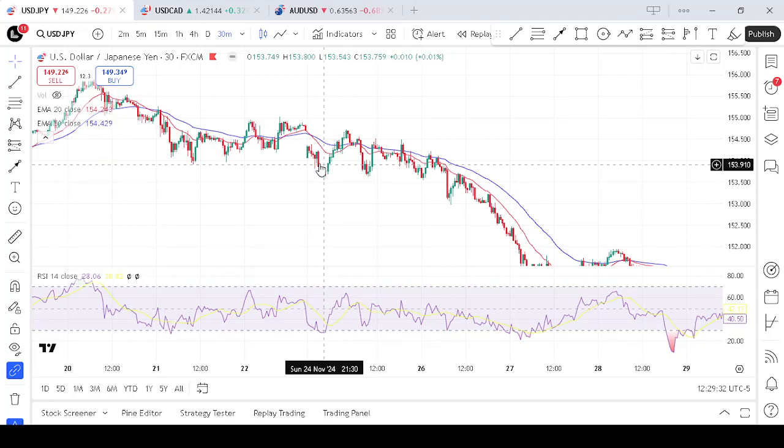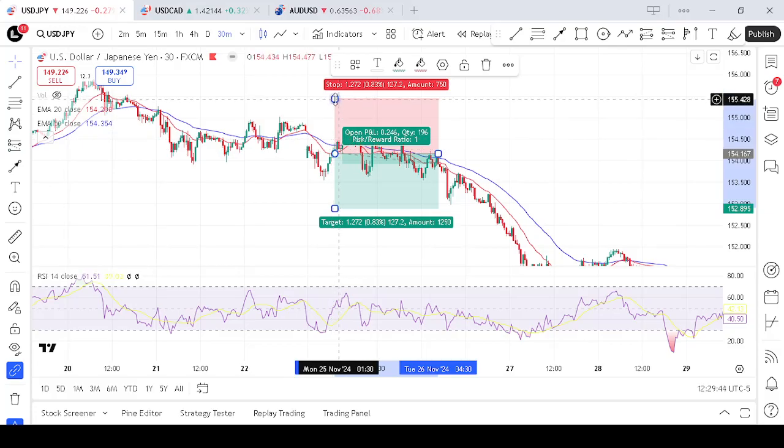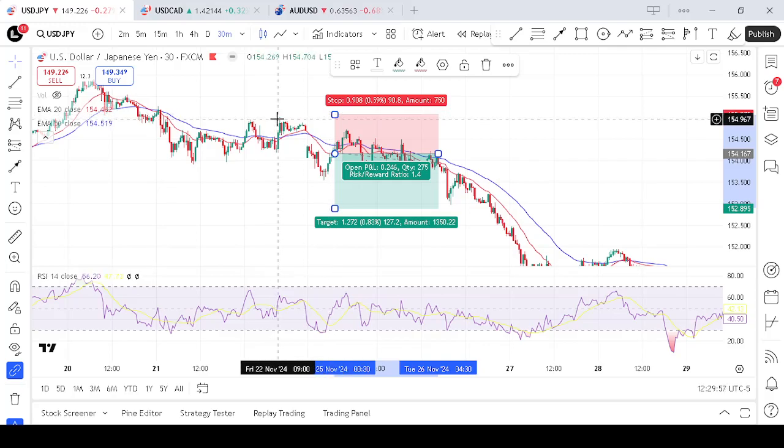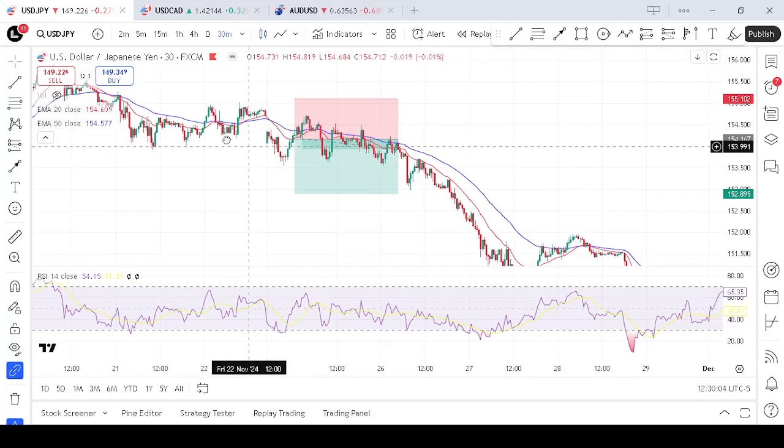Then we wait for price to get to the 20 EMA before we take our short position. When price gets to the area, we take the short position, and don't forget, you have to put your stop loss above an area of resistance, or you put it above a swing high. 10 pips above or 15, as the case may be, just to give yourself enough breathing space.